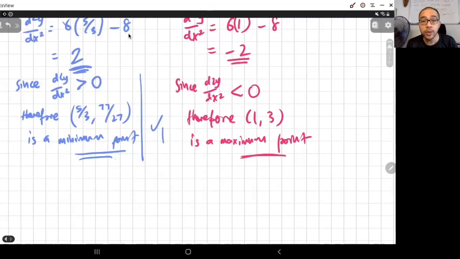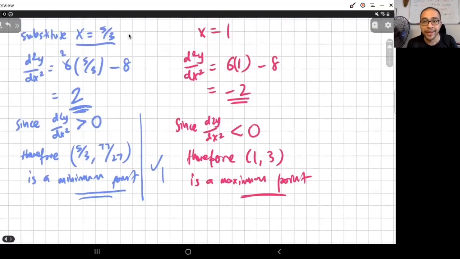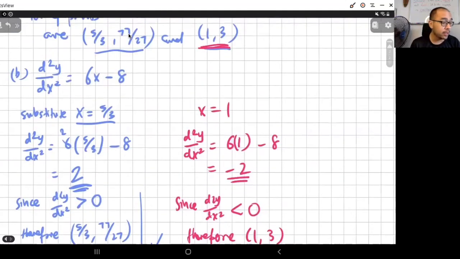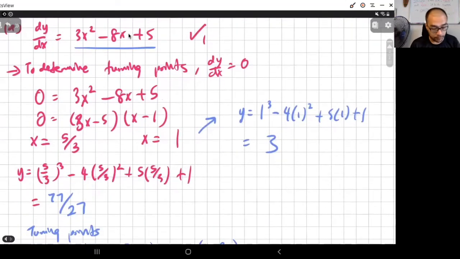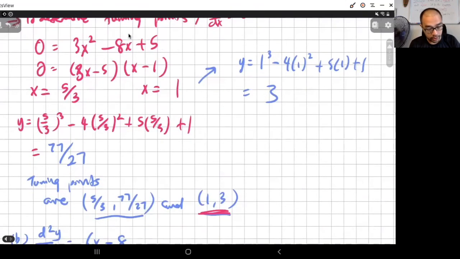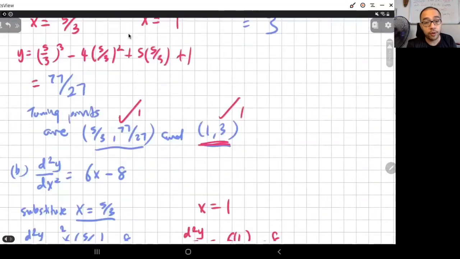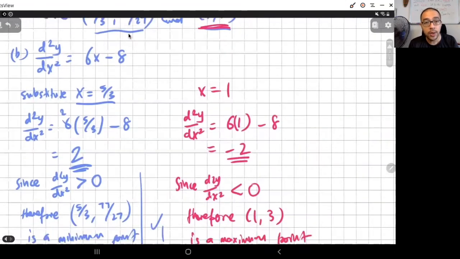Do you know now that I'm looking at the marks, it's only 3 marks for this question. The other question was 4 marks. So let me show you how the marks are given. 1, then the factorization, then 3, and then 4, each turning point correct. That's 4 marks.